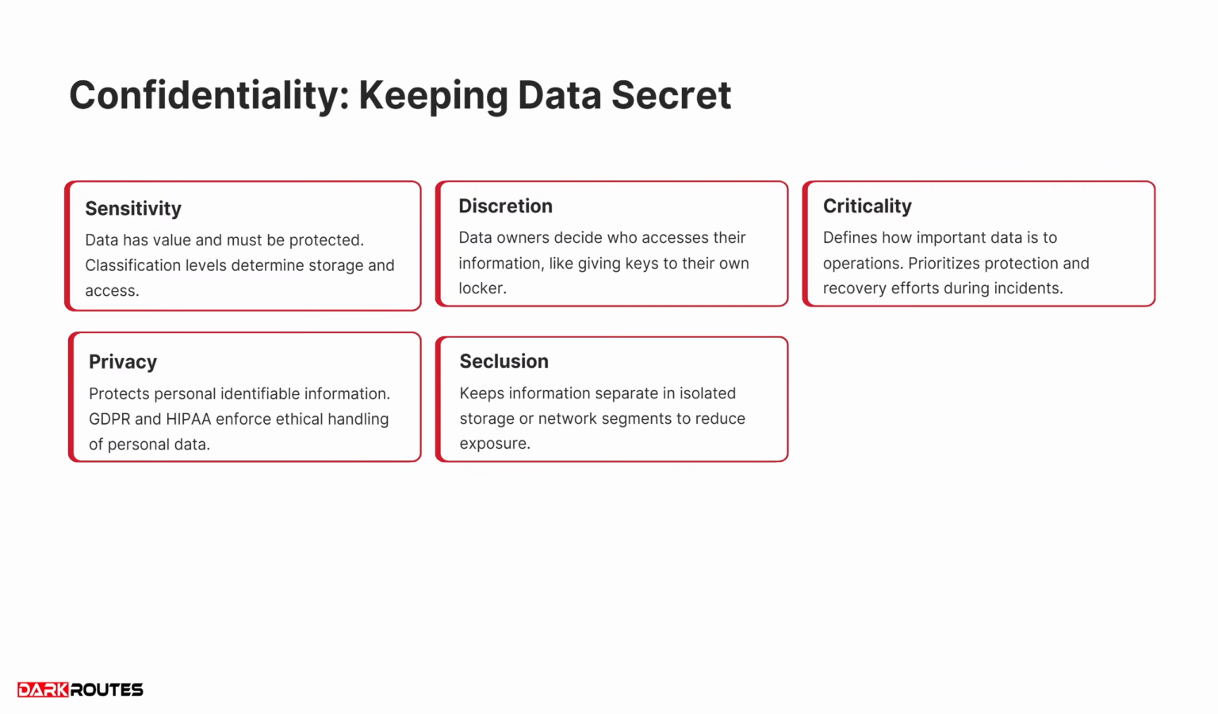Next, we have seclusion. Seclusion means keeping information or a system separate from others to reduce exposure. It's like having a private office where only specific employees can access. So, in an IT environment, seclusion might mean storing sensitive logs or research data in a separate secure network segment or an isolated storage vault. Even internal teams might not have access unless they truly need it. It's not just about locking things, it's about keeping them apart to minimize the risk.